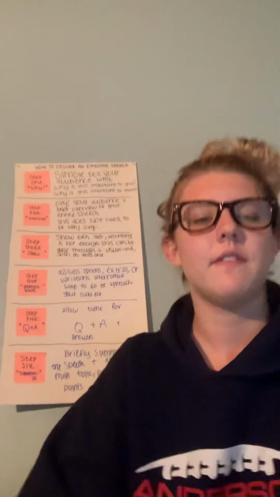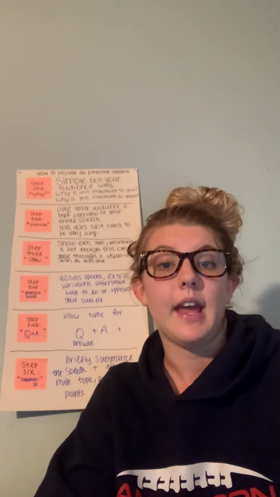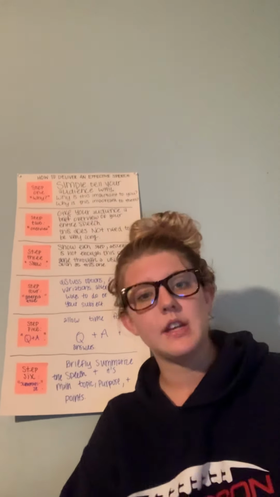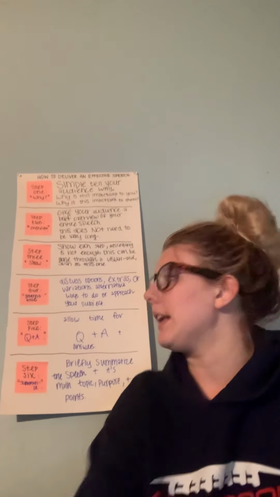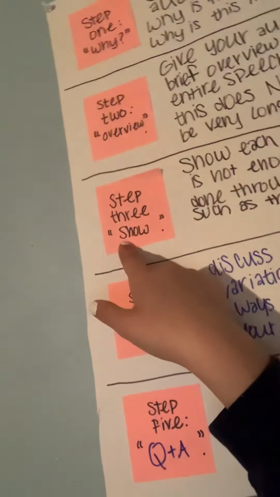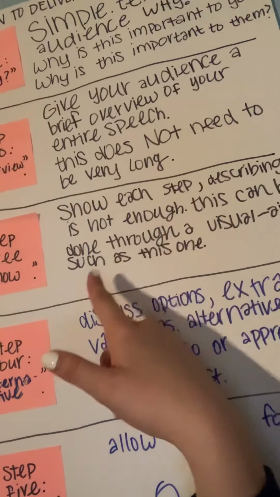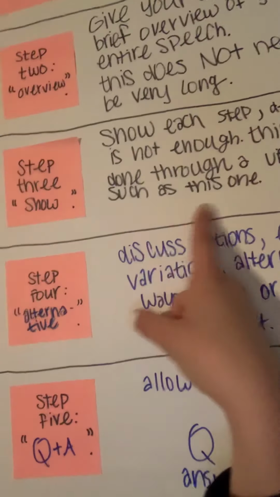Step number 5 is to allow time for Q&A. Since this speech is recorded, this step is not possible in this exact speech, but would be good to include if you're giving a speech in person. Now up here, for step 3, I have show. I said show each step. Describing is not enough. This can be done through a visual aid, such as this one.